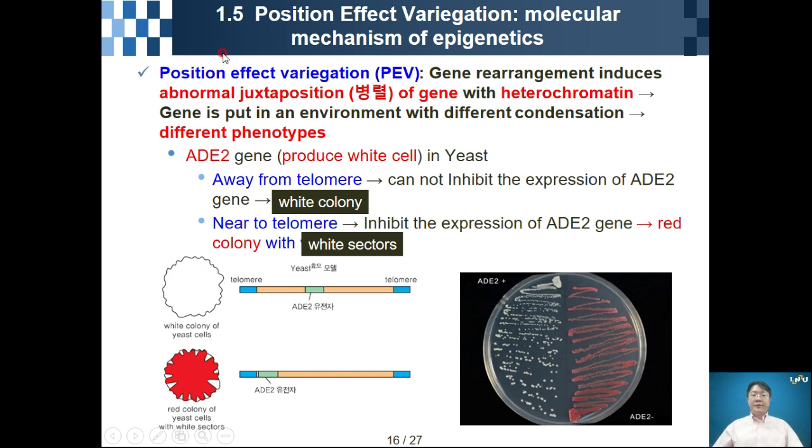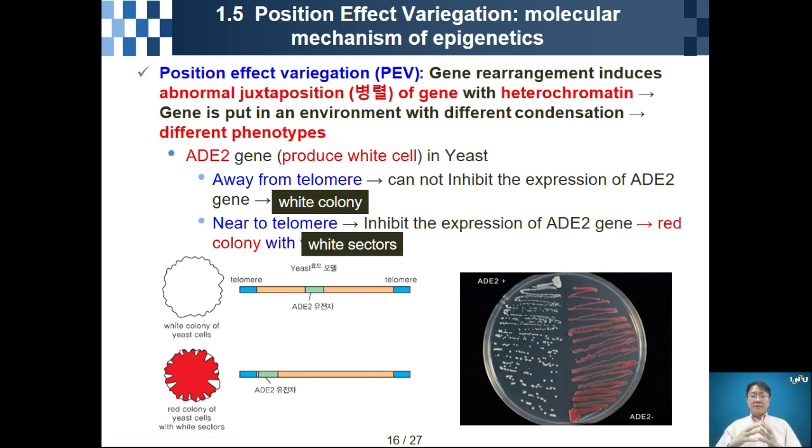How about when the gene rearrangement happens? The ADE2 gene is abnormally juxtaposed with the heterochromatin region. So in these cases, the ADE2 gene is put in an environment with a different condensation. In this case, it was located in the very condensed region.